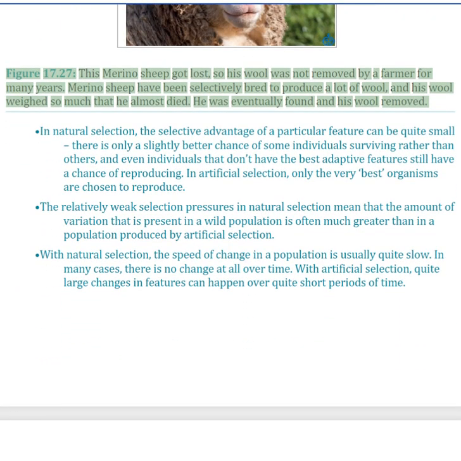Figure 17.27, this merino sheep got lost, so his wool was not removed by a farmer for many years. Merino sheep have been selectively bred to produce a lot of wool, and his wool weighed so much that he almost died. He was eventually found and his wool removed.